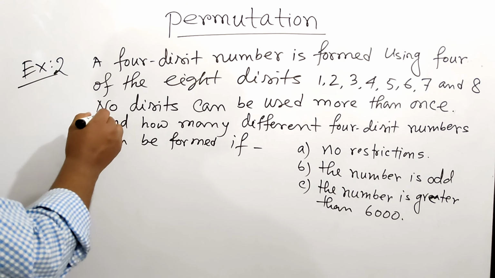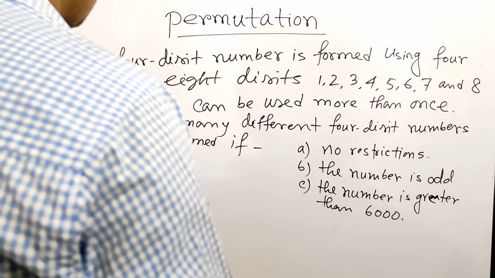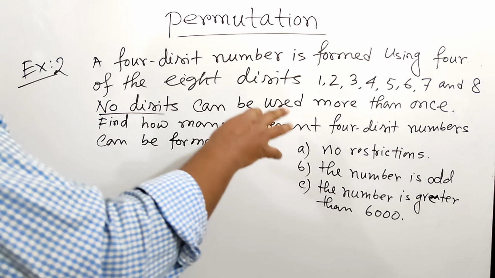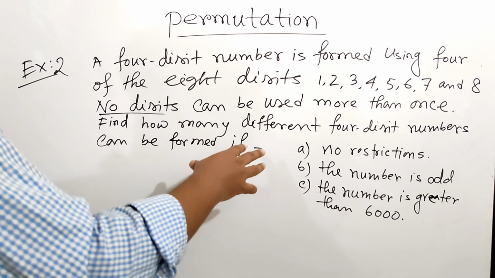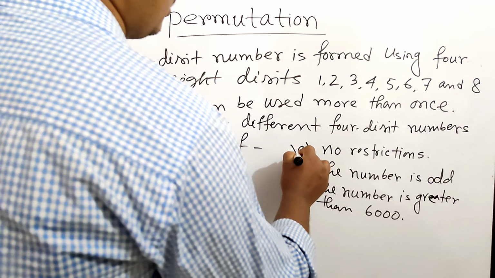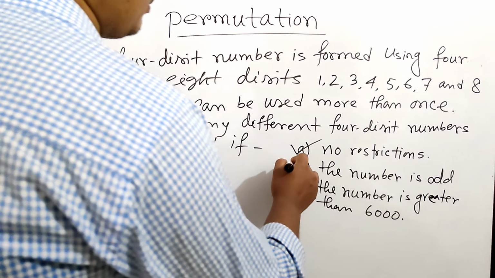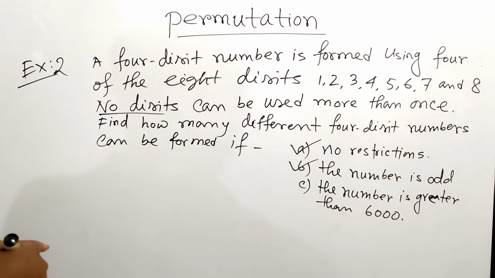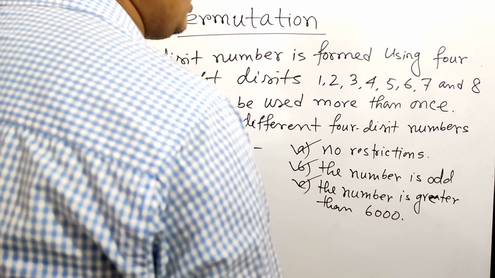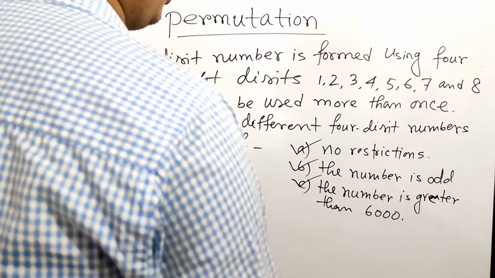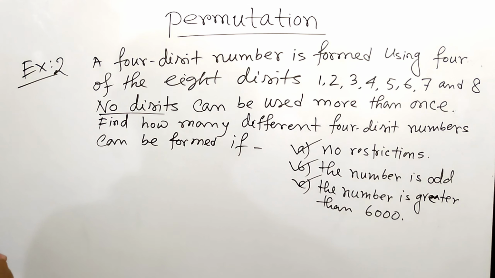Here the condition is that no digit can be used more than once. Find how many different 4-digit numbers can be formed if: A, there is no restriction; B, the number is odd; and C, the number is greater than 6,000. So according to these three conditions, how can you solve these questions?